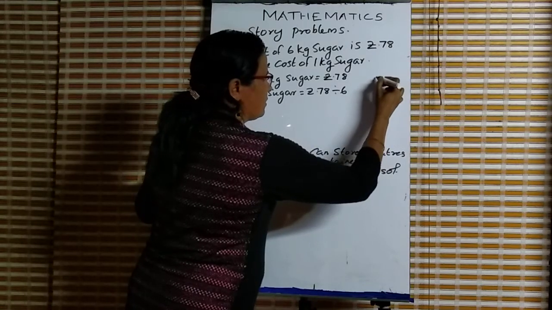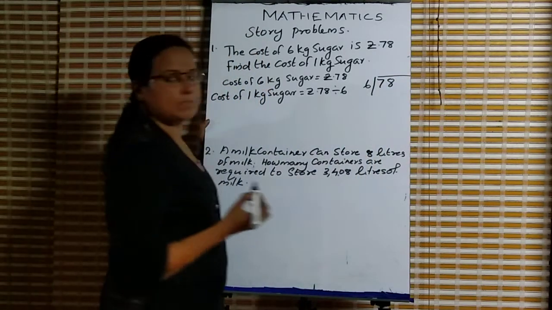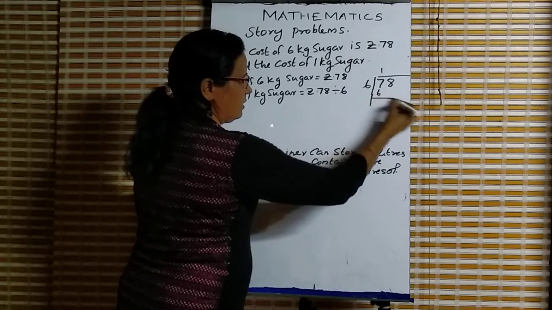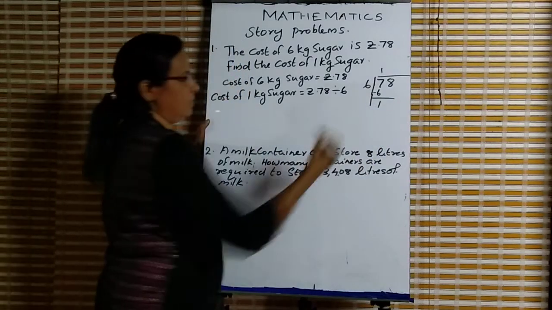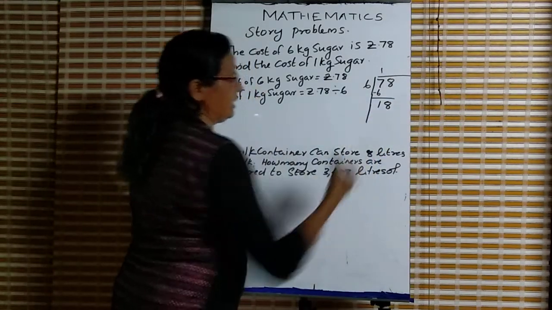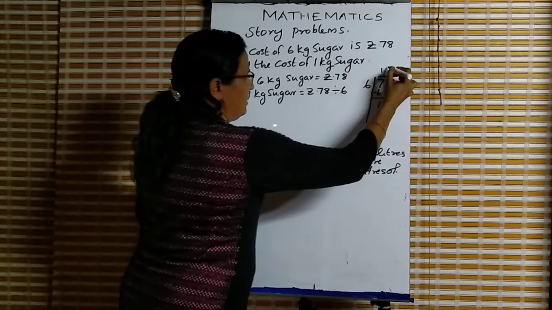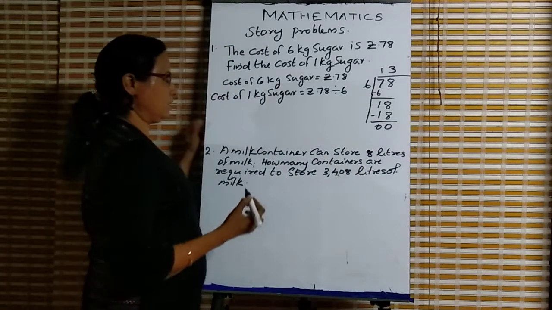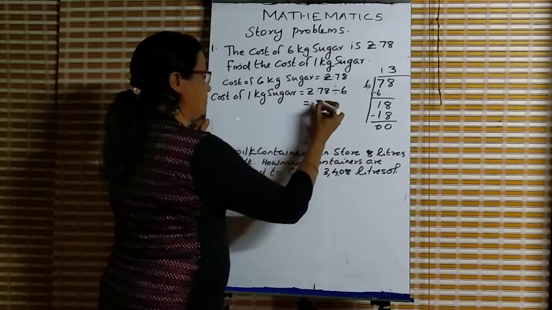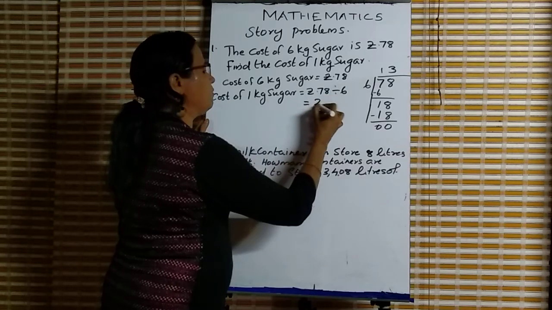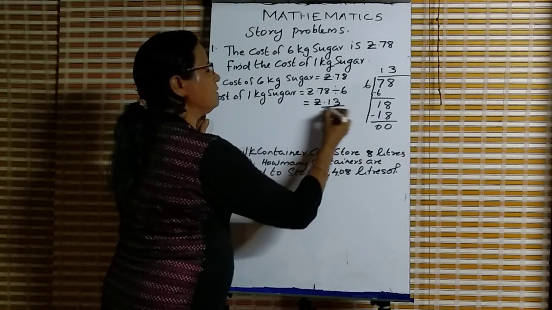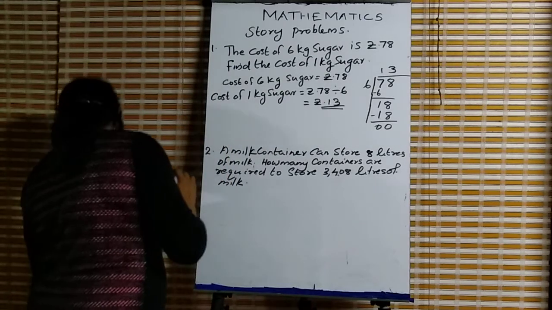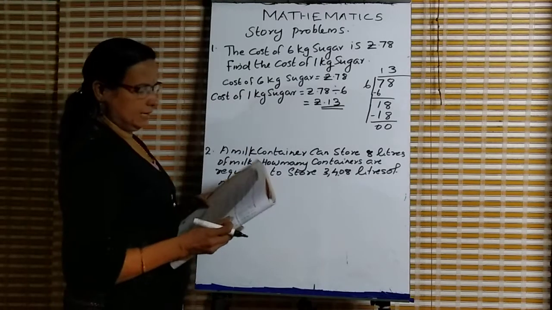The side work: 78 divided by 6. First we take the number 7. How many 6's are in 7? 1, 6 ones are 6. 7 minus 6 is 1. Next number 8, so 18. And how many 6's are in 18? 3 sixes are 18. 18 minus 18 is equal to 0. So, the answer is 13. Cost of 1 kilogram of sugar is equal to rupees 13. So, our answer is rupees 13.